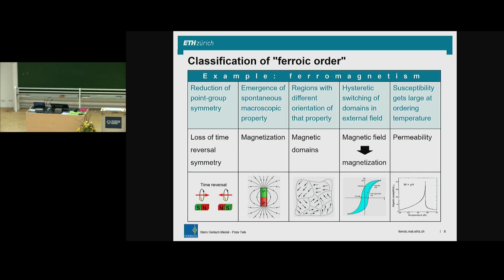You need to have switchability in a conjugate field. That is this hysteresis that represents this property. And there needs to be some susceptibility that diverges at the ordering temperature. When a ferromagnet is just about to order, you need a tiny magnetic field in order to make it create a magnetization. That's this divergence here. And all ferroic types of order need to fulfill these properties, here written down for ferromagnets, but it should also apply to elastic, electric, and so on phenomena.